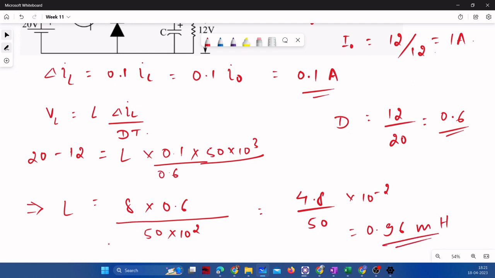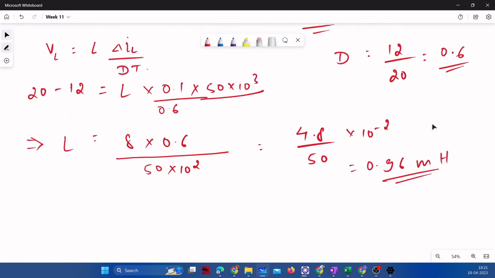So we should have the value of inductance to avoid the ripple of 10%. It should not exceed the ripple of 10%. If this is the condition to design the inductor, then we have to design it with at least 0.96 millihenry. So I think you should go with 1 millihenry. If such numbers are coming in computation, then you can go ahead with 1 millihenry of inductor value.